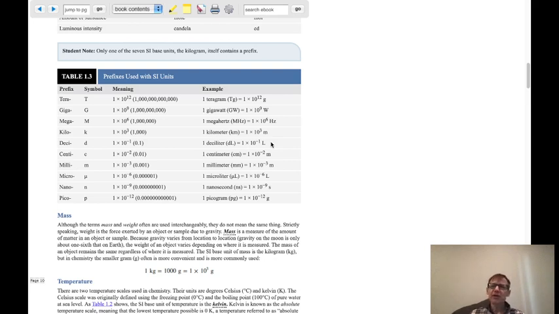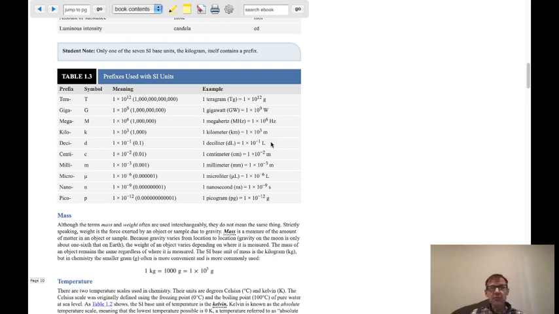One is through what's called exponential notation. So here are some powers of 10 listed here in table 1.3. The top one, tera, with a capital T, is 1 times 10 to the 12th. So that prefix is a way of representing a large number. So for example, if we have a teragram, that would be a way of saying 1 times 10 to the 12th grams. So the unit is gram. That's a measurement of mass. The prefix is tera. That's a measurement of powers of 10. So if we have 1 times 10 to the 12th grams, that would be 1 teragram.